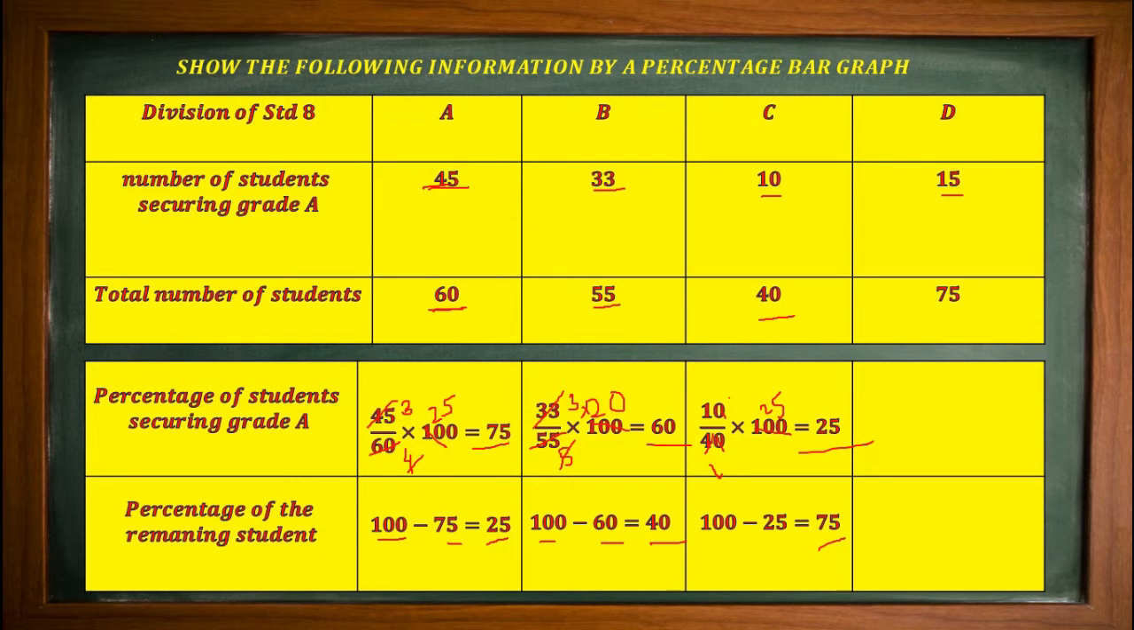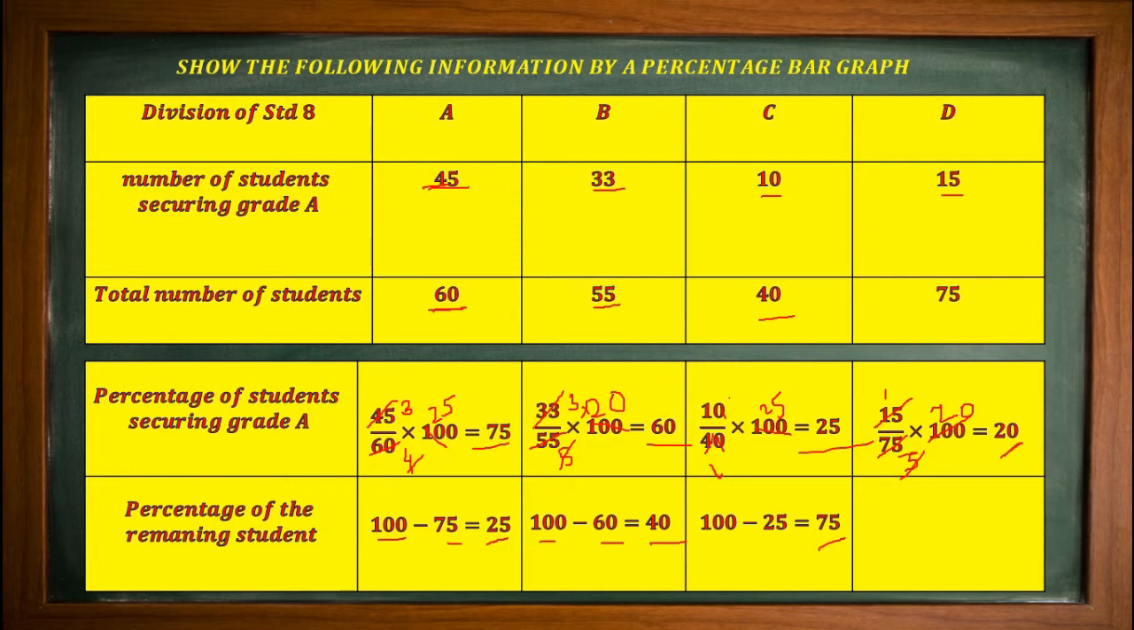And now we are moving for the D division, and in this division you are looking at 15 students of 75 students. So 15 upon 75 into 100 is equal to, you are observing that 15 ones are 15 and 15 fives are 75, so 5 twenties will be the 100 here. So 20 will be the answer here.